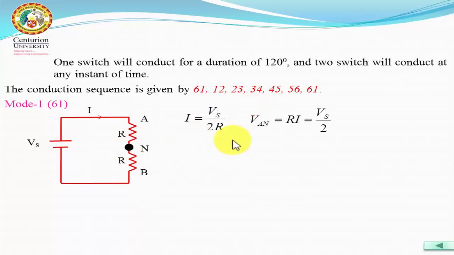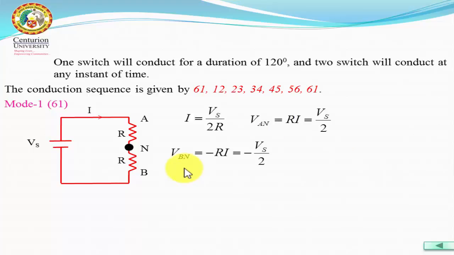So what is the current flowing in this case? Both are in series, so Vs by 2R. Now we can calculate the phase voltages. What is AN? We go from neutral to the phase. This is plus, this is minus. We are going from negative to positive, so it will be plus. So plus R into the current I. What is I? Vs by 2R. So R and R will cancel, and we will get Vs by 2.